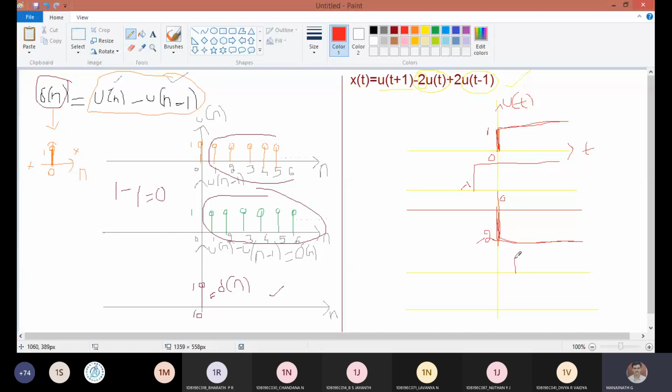So the delay part will be from plus 1. Do you agree? Till here, everyone? Yes. So for this, you need to multiply amplitude 2. So let me multiply amplitude 2. So we'll write like this.